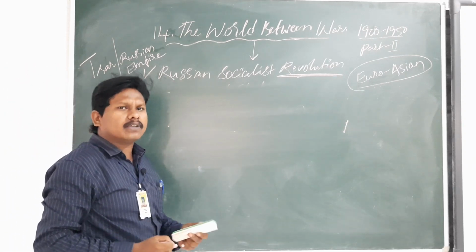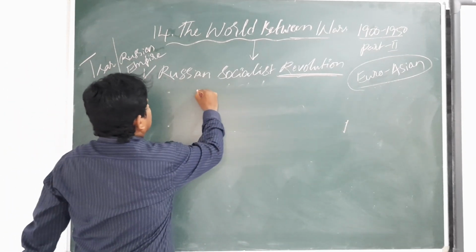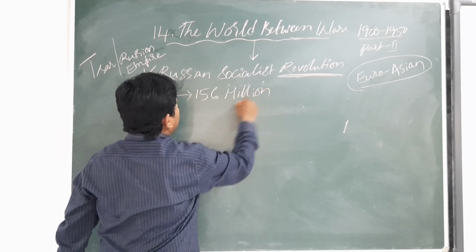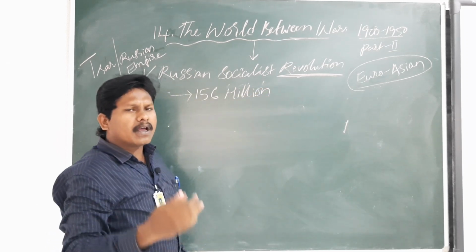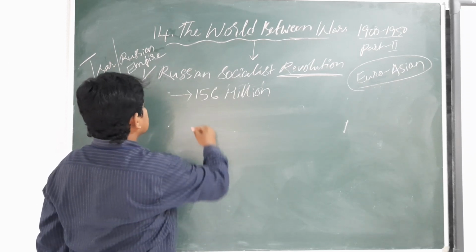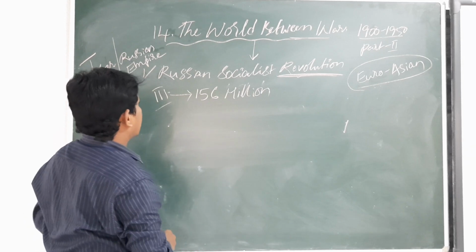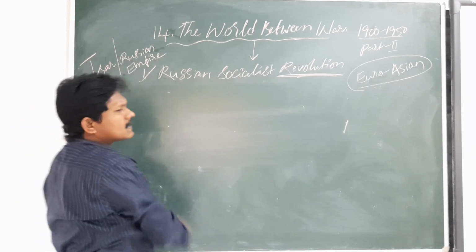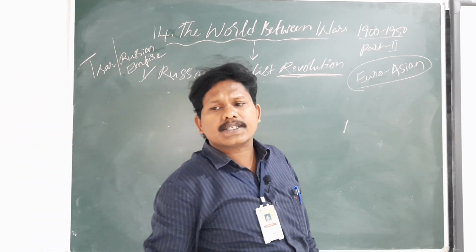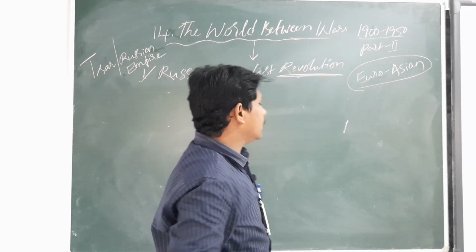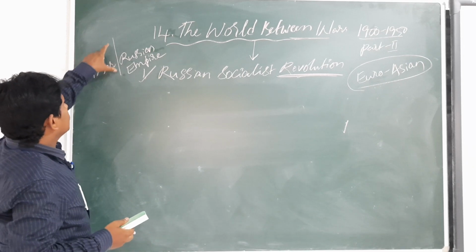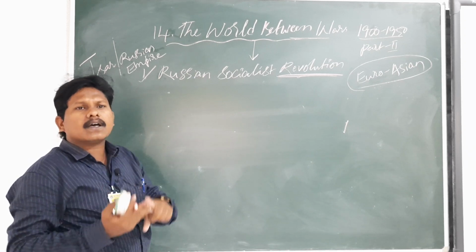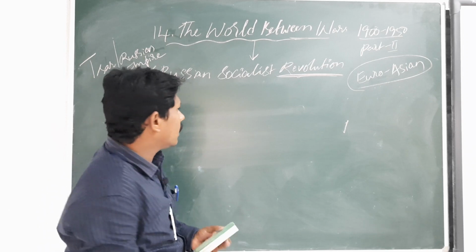Second, Russia had the 3rd largest population in the world. The population of Russia was 156 million people, after China and India. China got first place and India got second place, and the third place went to Russia. The vast Russian Empire comprised several nations like Russia, Ukraine, Uzbekistan, Tajikistan, Kazakhstan, Turkmenia, and others.